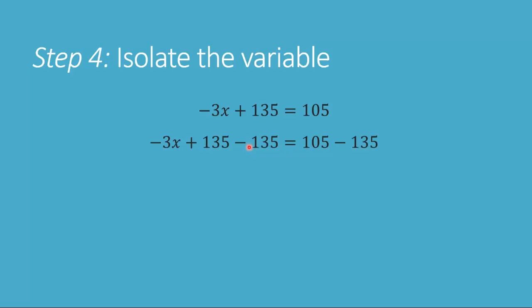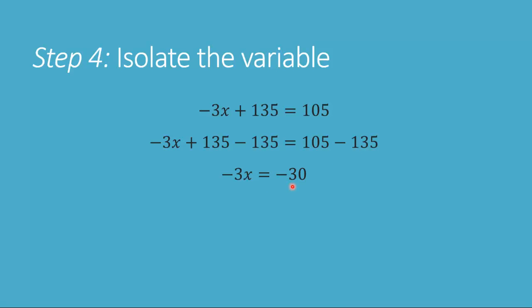The reason for this is that we're doing minus 135 to both sides. It's staying equal, and it gets rid of the 135. So we have plus 135 here and here, but now that we subtract the 135, it's gone. So all that's left is minus 3x. Over here, we have 105 minus 135, and that simplifies to negative 30.